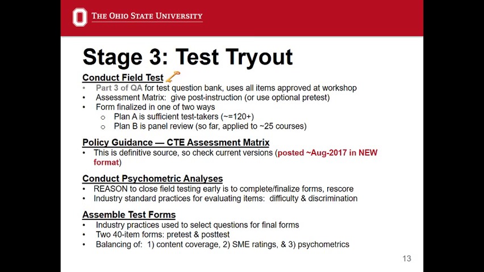Plan B, when we have insufficient numbers, is a subject matter expert panel review of forms, and so far we have applied this to about 25 courses, including some that were persistently hard to finalize because of small numbers of programs or small numbers of test takers. I'm talking about aviation, some of the ag and medical bioscience type pathways.